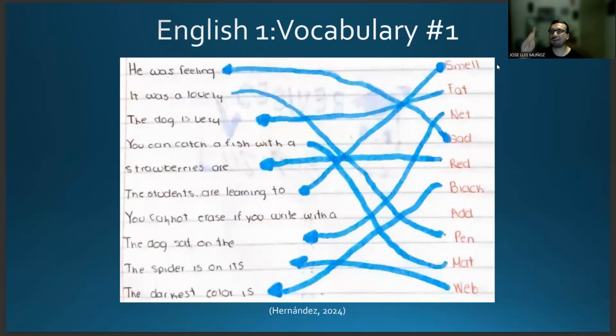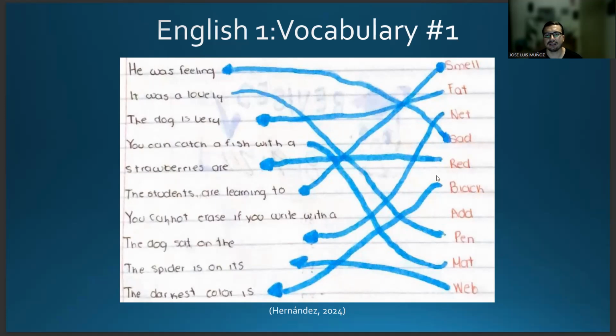Then we have the first vocabulary we already seen, and I highly recommend it to start a program of English 1. Here we have, for example, sad. The sad we have here, he was feeling. Then we have, it was a lovely pen. The dog is very fat. You can catch a fish with a mat.